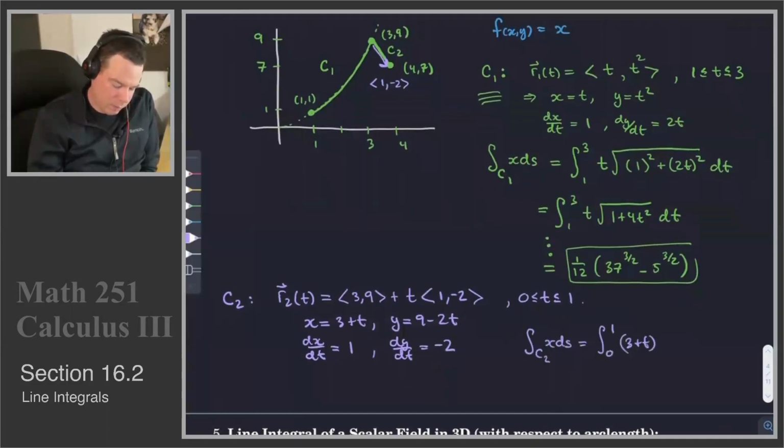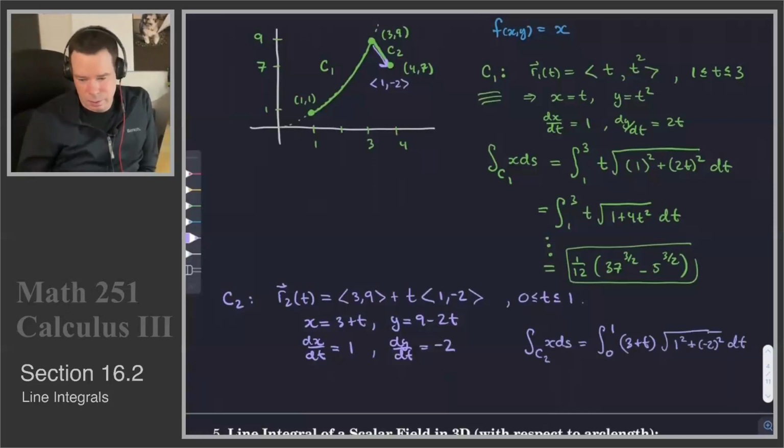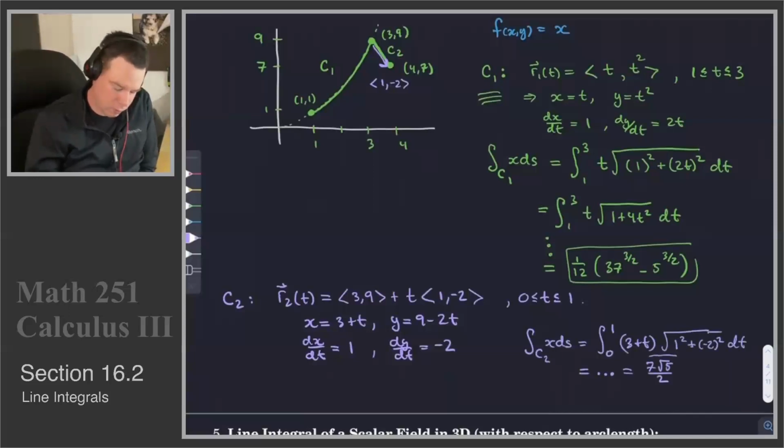ds is the square root of the x derivative squared, which is 1 squared, plus the y derivative squared, which is -2 squared dt. And so that's now under the square root sign, that's all a constant, so that can come out. So we're basically just integrating a linear function. And so again, I'll spare the details of the integral, and what we get is 7 root 5 over 2 for our final result.